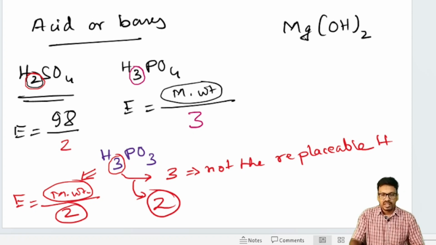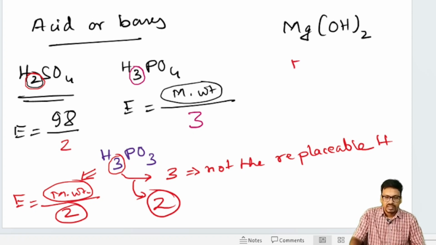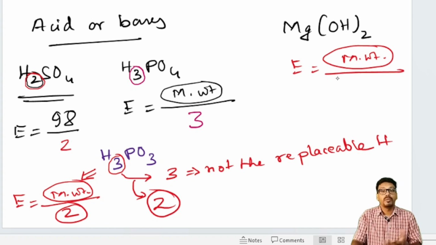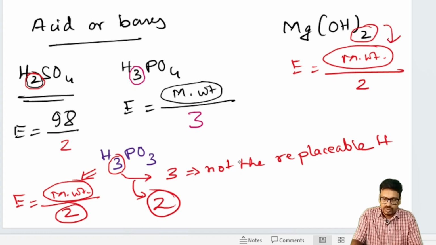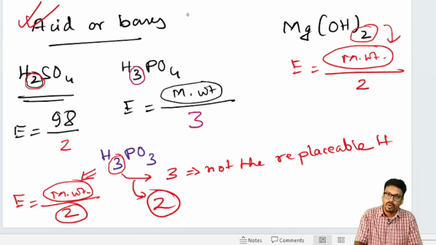Now, similarly, for the base, the equivalent weight can be written as the molecular weight divided by the number of OH minus groups present, that means 2. Here this is 2, so we can write this one. Clear? In case of acid, the number of replaceable hydrogens is very important. In case of base, the number of OH minus groups present in the base is also important.